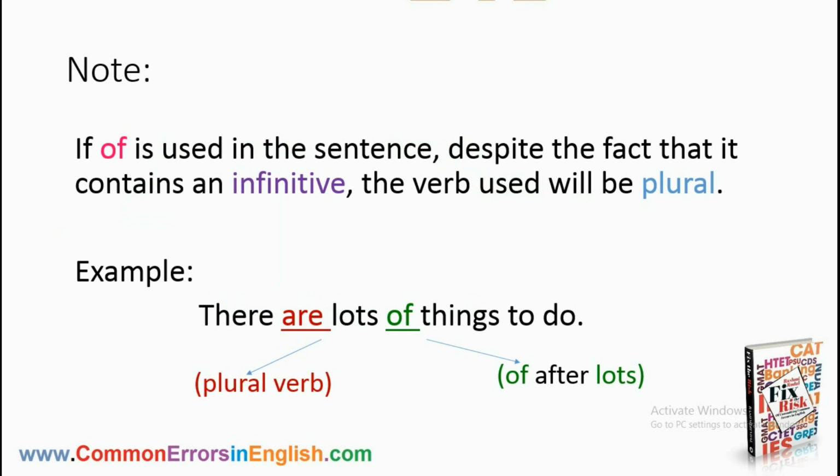But remember, if of is used in the sentence, despite the fact that it contains an infinitive, the verb used will be plural. For example, there are loads of things to do. Though in this sentence we have used infinitive to do, a plural verb has been used because loads is followed by of.